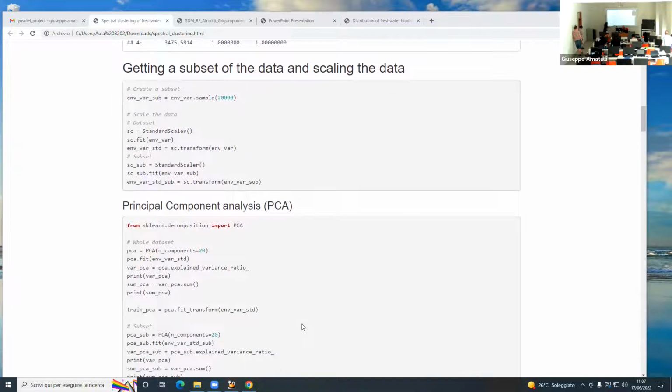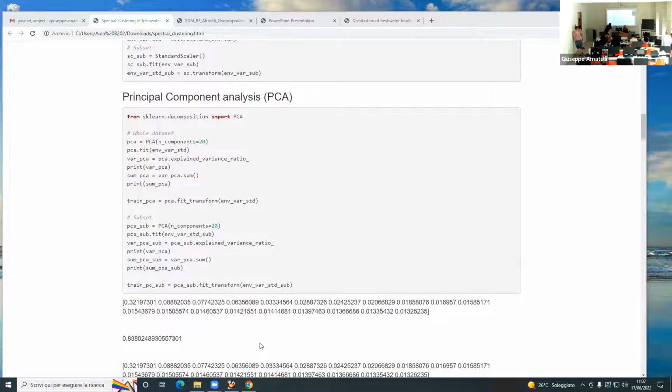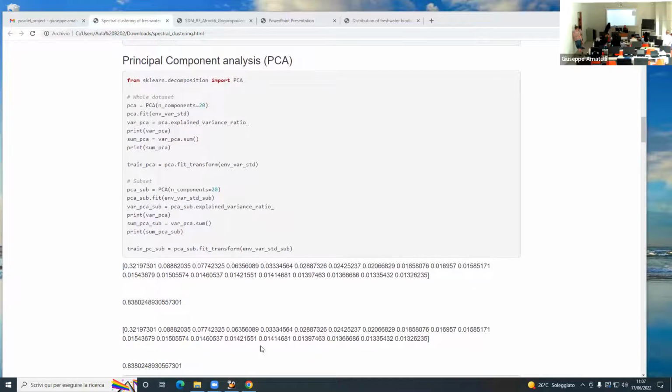The principal component analysis, simply said, is summarizing the information and gives you the principal components, which describe most of your variables. I tested different numbers of principal components and then realized that my data is mostly described by 20 principal components, which describe a bit more than 80%. And as you can see here, it's similar for the whole data set and the subset.